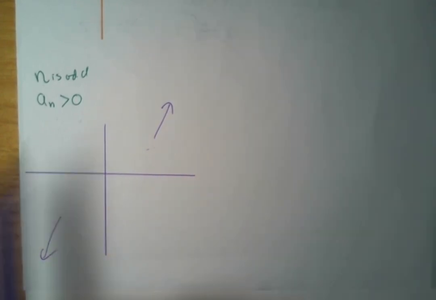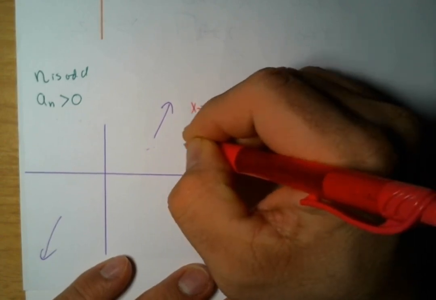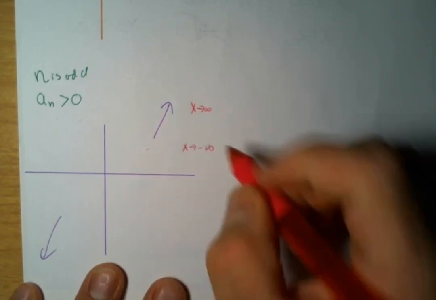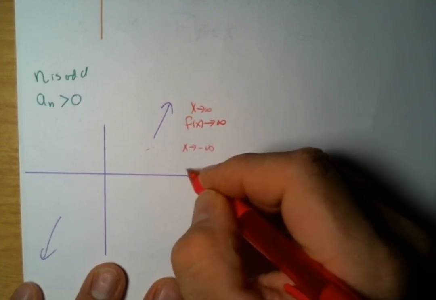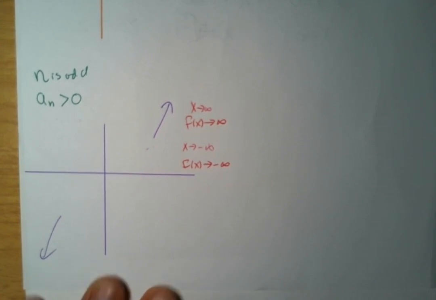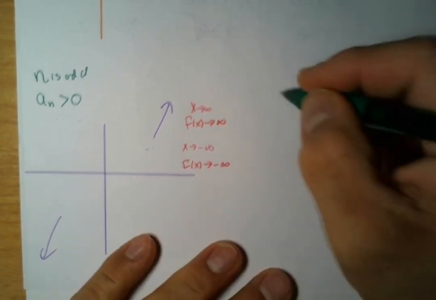And again, we're looking for two quantities here: what happens when x goes to infinity and x goes to negative infinity. We can see from here, as x goes to infinity, the function also goes to infinity. And then here, as x goes to negative infinity, f of x goes to negative infinity as well. And then the last case is what happens when n is still odd.